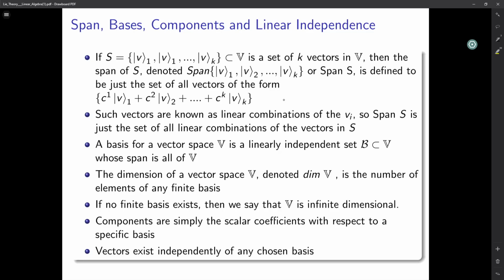So this is called the span, and this type of combination, where I just multiply by a scalar and then add by another scaled vector, is called a linear combination. And we have a set of vectors in a vector space called B that are linearly independent.